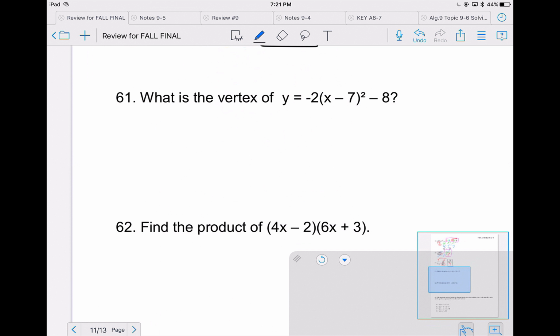61 asks us for the vertex of y equals -2 parentheses x minus 7 squared minus 8. So I can put this into my calculator exactly like I see it and follow my steps to figure out my vertex. I did not bring a graphing calculator home, so you're going to need to look at your steps from Unit 9 to be able to do it in the same way. I will show you how you can plug it into the calculator though.